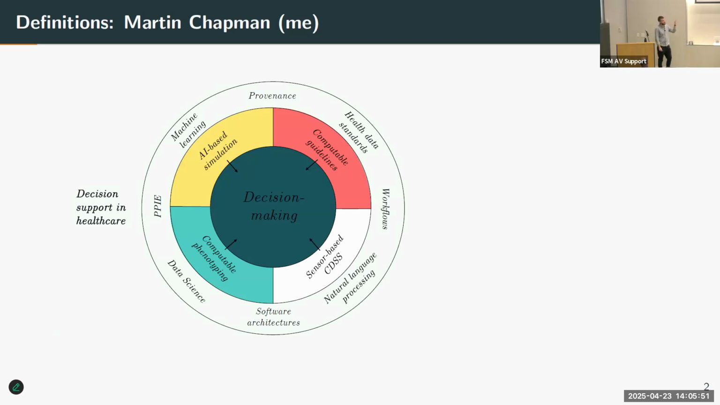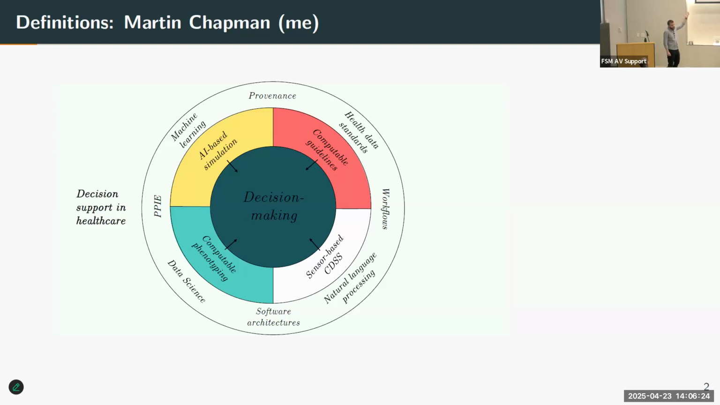So what this really shows and summarizes, again, to the goal of defining who I am and why I'm here and what I'm talking about, is the areas that I'm interested in. I'm interested in AI-based simulation, agent-based modeling to understand population health problems. I'm interested in computable guidelines, making these rules or guides that we have for clinicians computable and working with those. I'm interested in much more of a software engineering space in terms of sensor-based clinical decision support systems. How can we define data streams together? And then most pertinently for this talk, I'm interested in computable phenotyping.